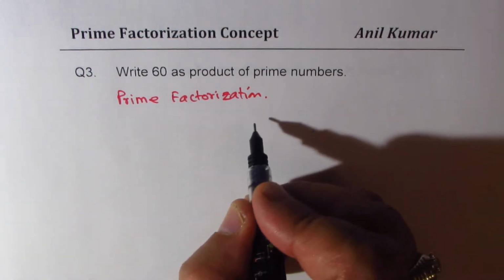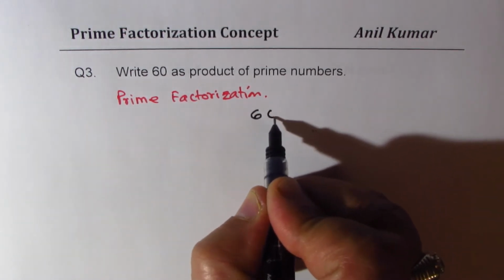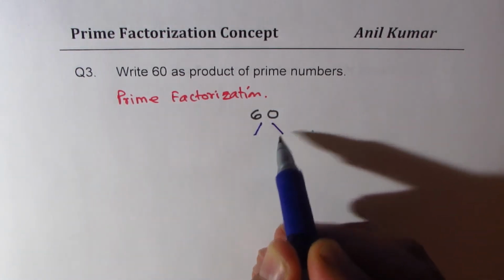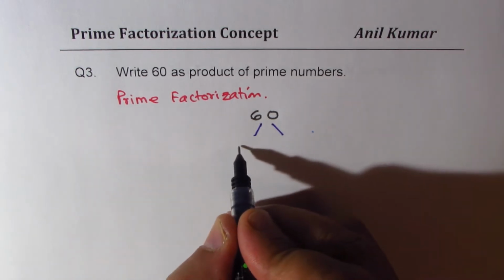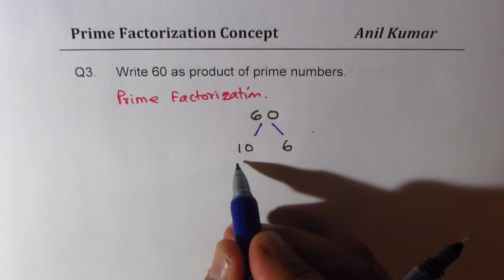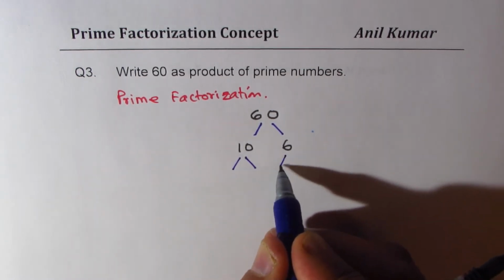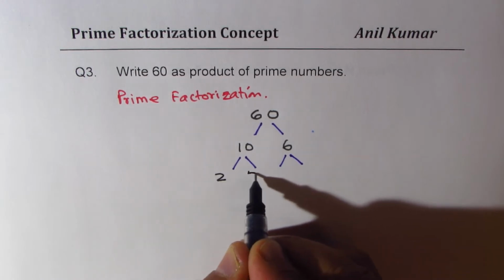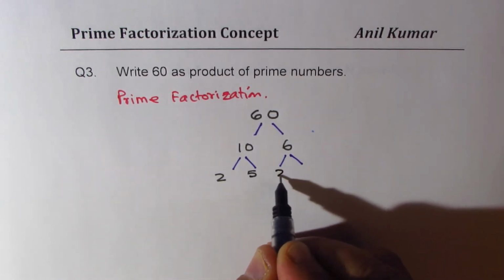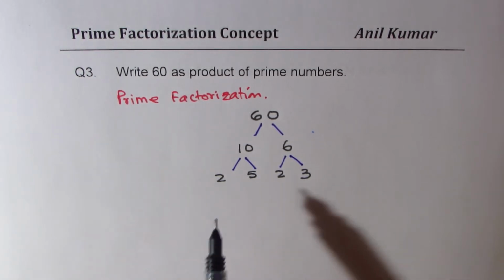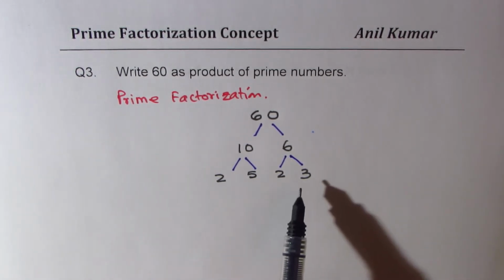Now let's see how to do prime factorization. So we'll begin with the number 60 and let's write down what could be the factors of 60. Well, we could write 10 times 6 is 60, for example. Then 10 could be split as a product of two numbers, which is 2 and 5, correct? And 6 could be written as 2 times 3. So what you notice here is that we have all prime numbers.